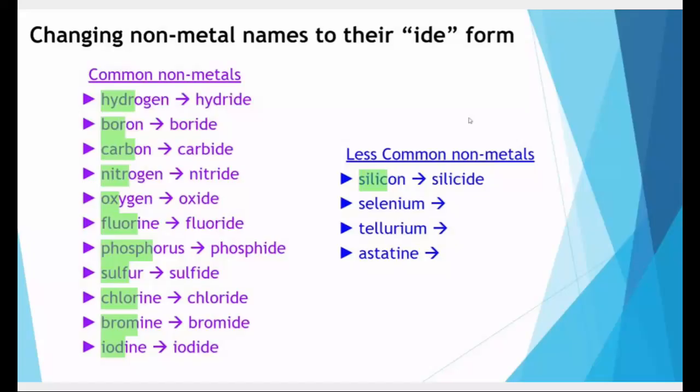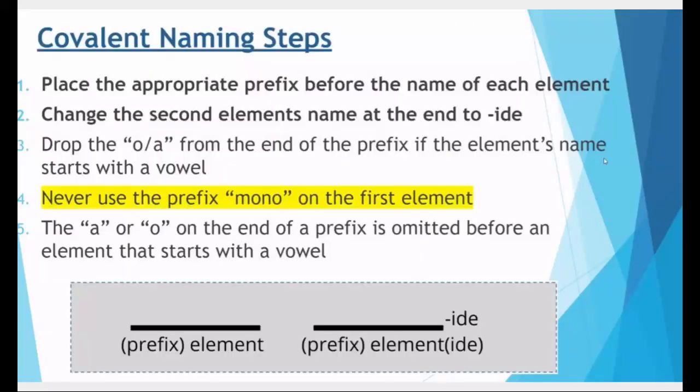Technically, we do have 4 more nonmetals over here, but these you're probably never going to actually see or need to change into their "ide" form. But silicon would turn into silicide. Selenium would be selenide. Tellurium would be telluride. And astatine would be astatide. So they all just take that first syllable, sometimes two in weird situations, and then add that "ide" to the end. So that's what we're going to be doing. Prefix, element, and change that last name to have that "ide" version.